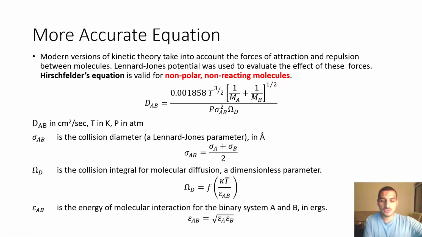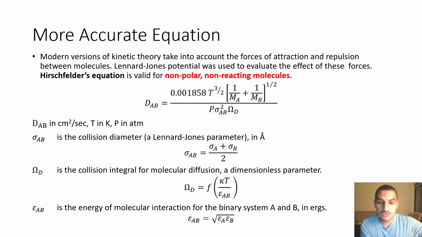So let's say I know the kappa T over epsilon AB. What will be the value of omega D? I must know what this relation is. If this is, let's say, 1, what is the value of omega D? So this is one more piece of information. So we have 5 pieces of information that we need to get. And this is what we will discuss in the coming slides.